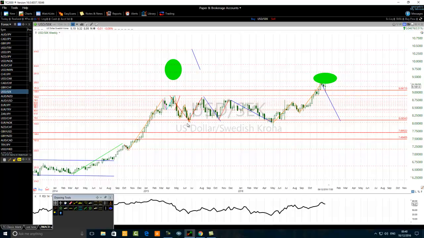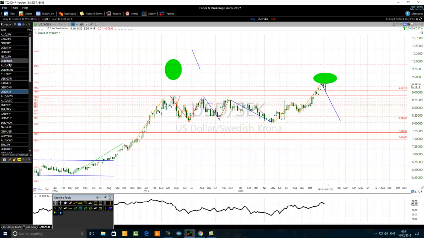But now we have a complex correction, which is quite challenging for traders to trade. But you can see that the price was consolidating here. There are a lot of similarities between the US dollar, Swedish krona, and the US dollar, Norwegian krone. Have I made myself clear? We are looking now at the US dollar, Swedish krona, and I'm saying there are similarities between it and the Norwegian krone.